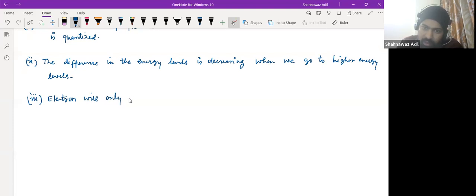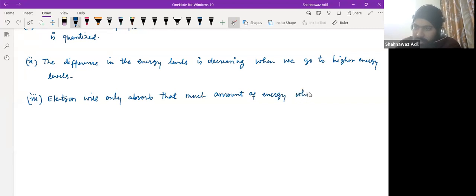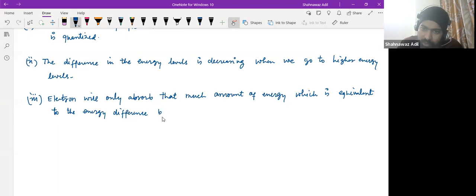Okay, so this is the third conclusion that we can make: the electron will only absorb that much amount of energy which is equivalent to the energy difference between the corresponding energy levels.